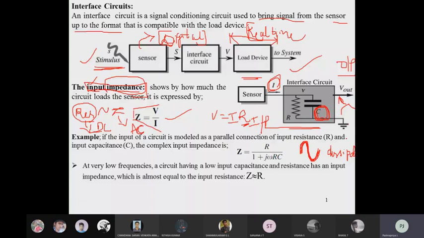Then the next interface parameter is what? Output impedance, right? So here, output impedance. Once at the input side, from the sensor to the interface circuit, we have calculated the input impedance, for the output impedance we are going to calculate the output value across the load from the interface circuit. This is what we are going to do, right? So for that, take the voltage source sensor as an example, which will provide you the value of output impedance very well.